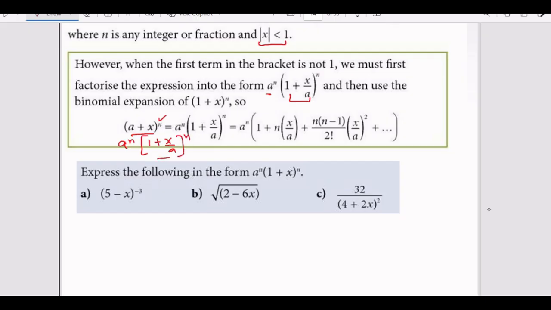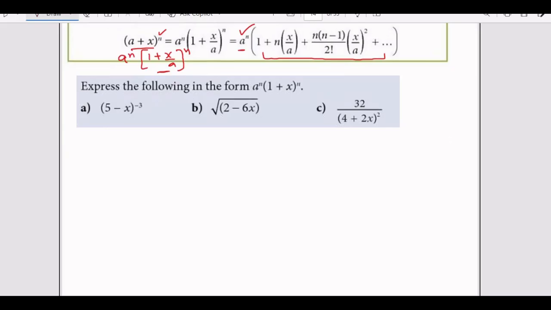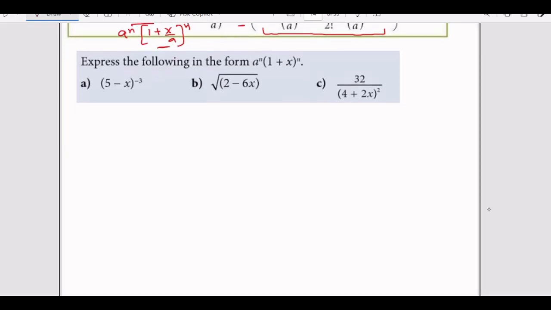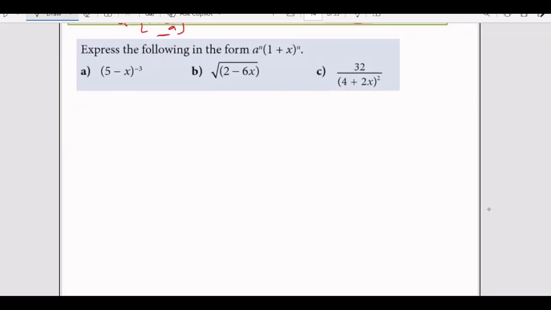So now we will use the previous method, but instead of x we have x over a. Then you will see that everything inside the bracket remains the same, the only thing is it will be multiplied by a power n outside. Now let's understand this with these examples. There are 3 different kinds of examples, so they will help you to know.